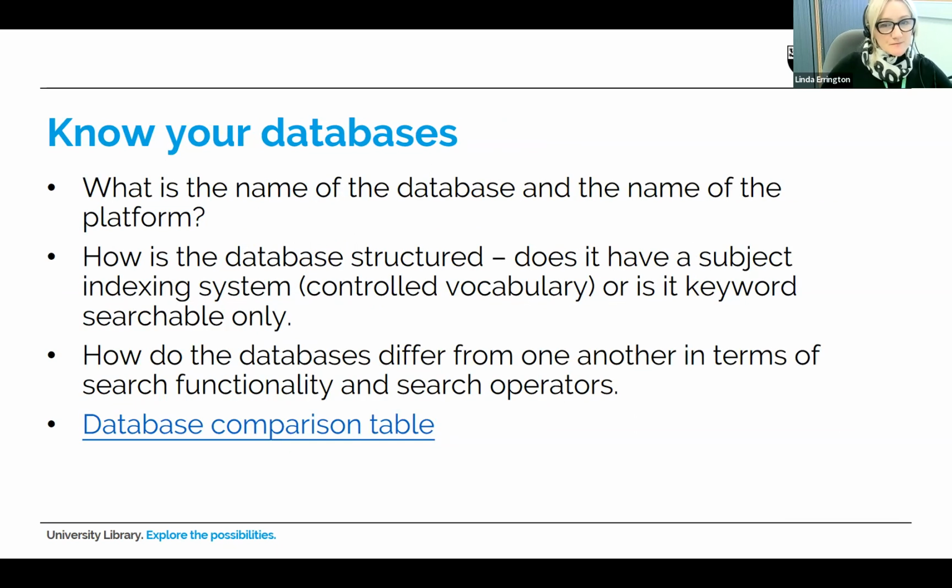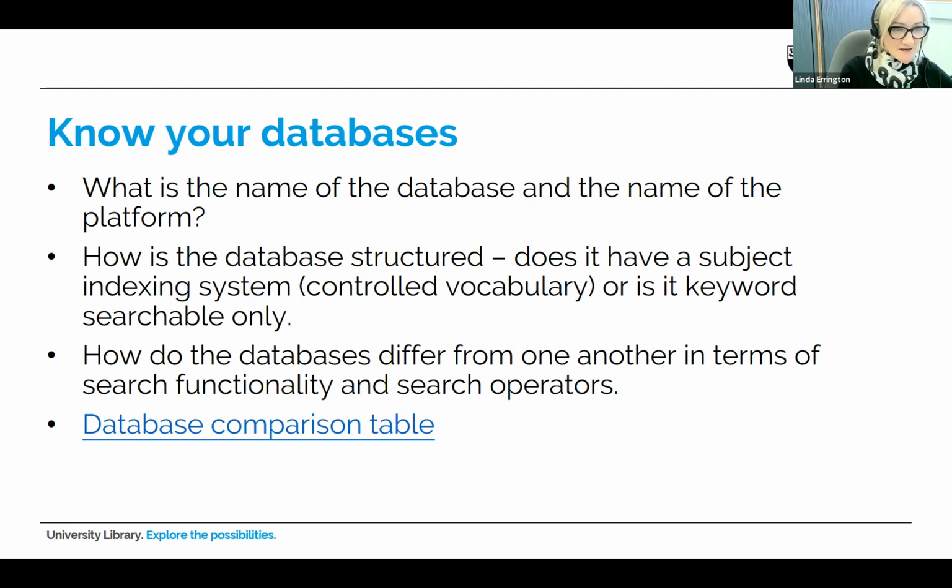So it's important, particularly with your systematic review search, that your strategies are transparent and replicable. You need to know your databases so that when you're writing up your methodology, the name of the database, the platform, how it's structured, you are familiar with all of that information, so that if somebody comes along in a few years' time and wants to update your systematic review, then they know exactly what you've done.